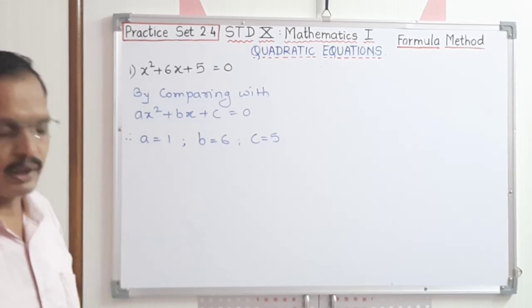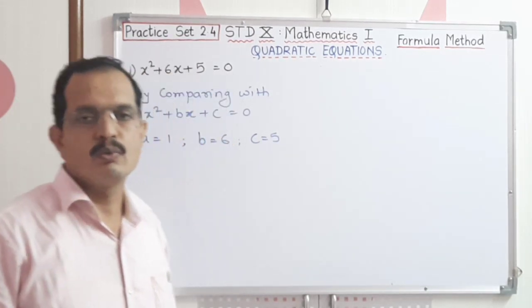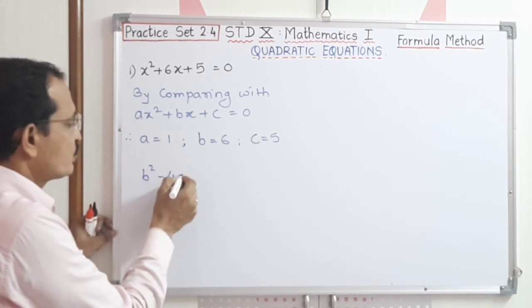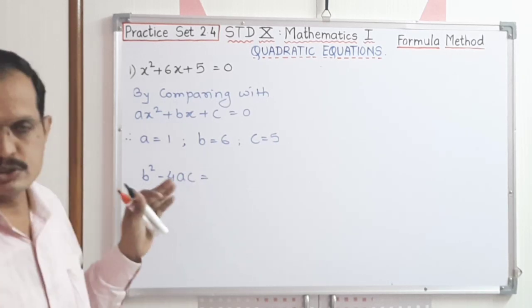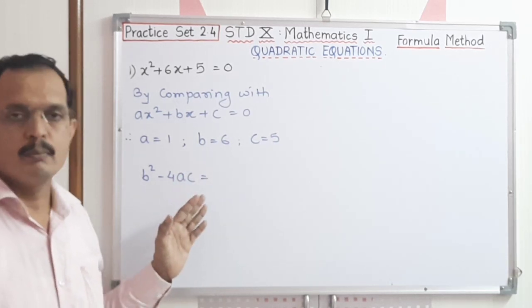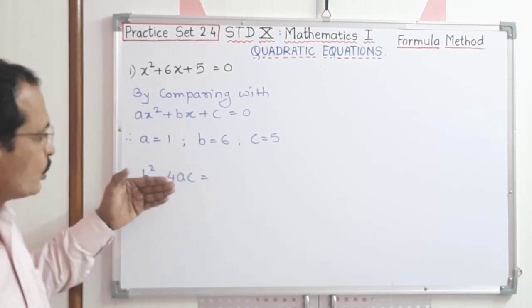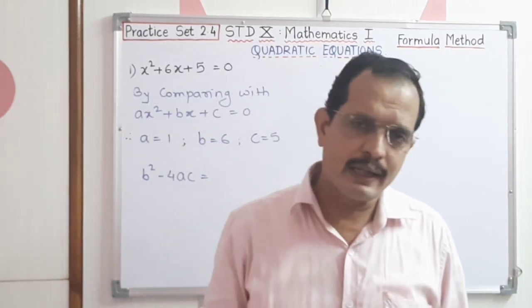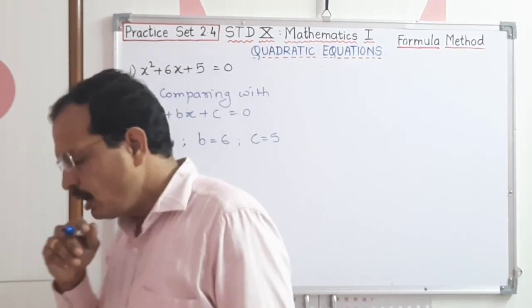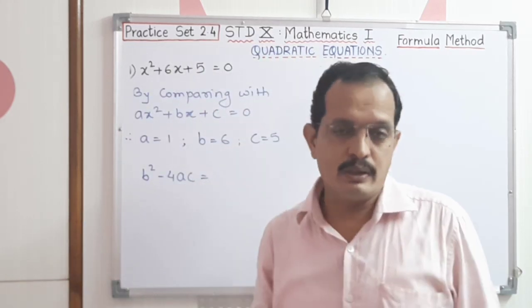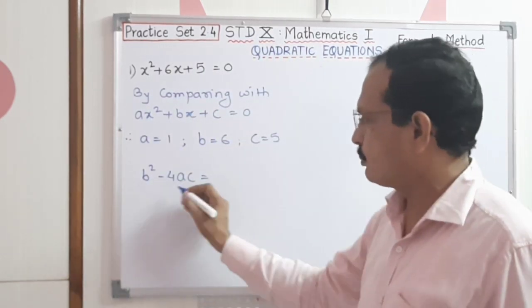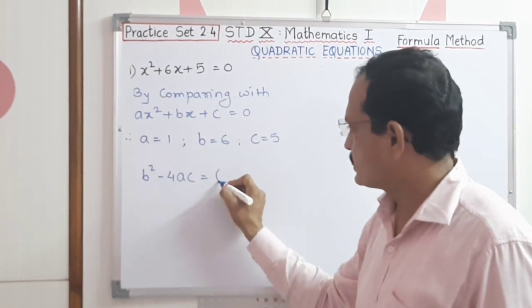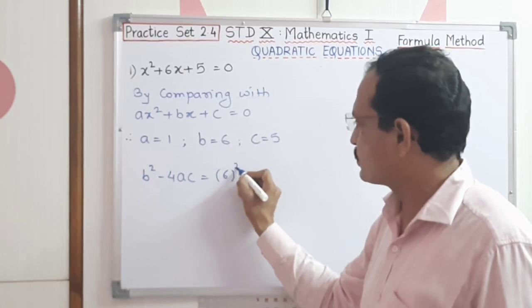After finding out the values of a, b, c, we have to find out the value of b square minus 4ac. We can directly use the formula and substitute the values, but it is difficult. Therefore, for our convenience, first of all we find out the value of b square minus 4ac, and that value we have to substitute in the given formula. Now see b square minus 4ac. First of all, b square, what is the value of b? It is 6, therefore we write it in a bracket, 6 square.